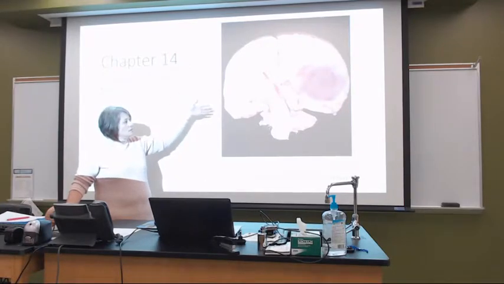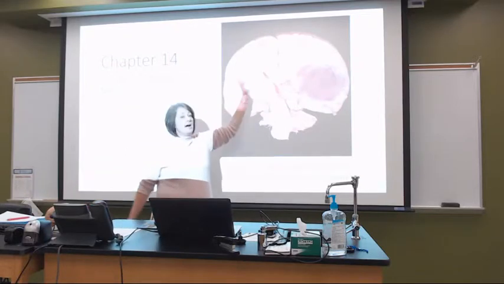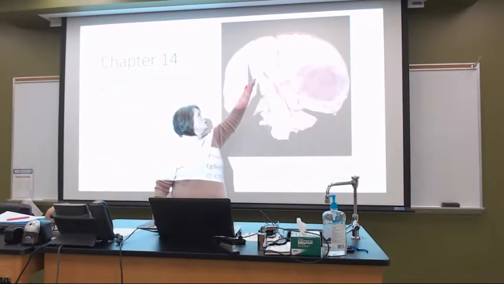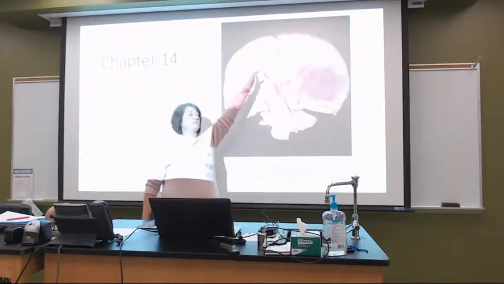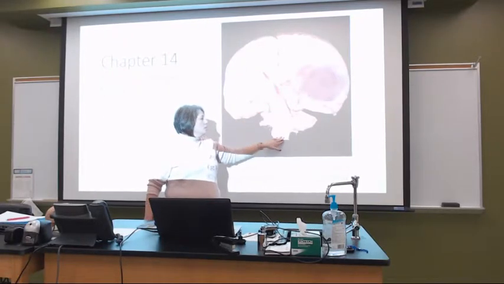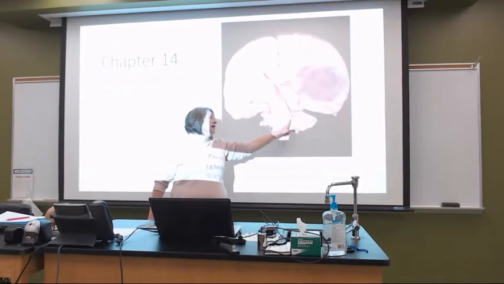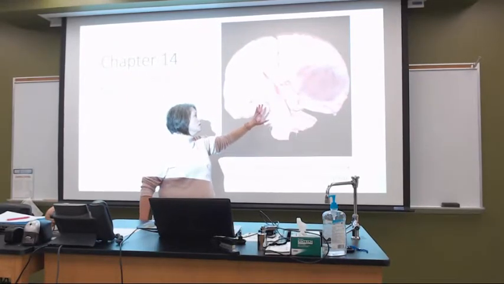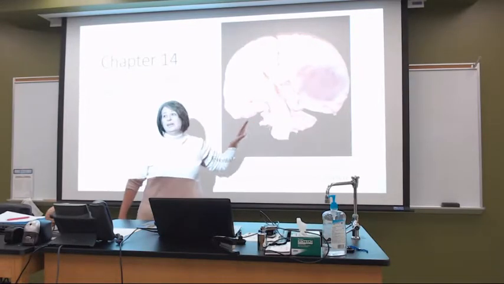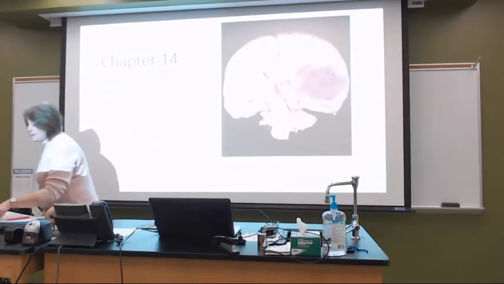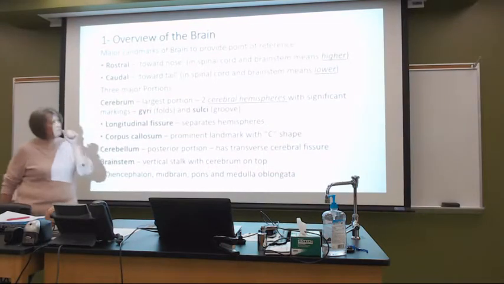We're getting a really good view of each side of the brain, the left and the right hemispheres, our longitudinal fissure that separates the two. We're getting a good picture right here of our brain stem. We've got our cerebellum. So these are going to be the parts now that we begin to look at for this chapter.